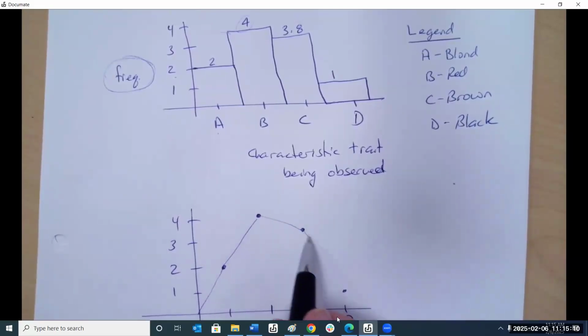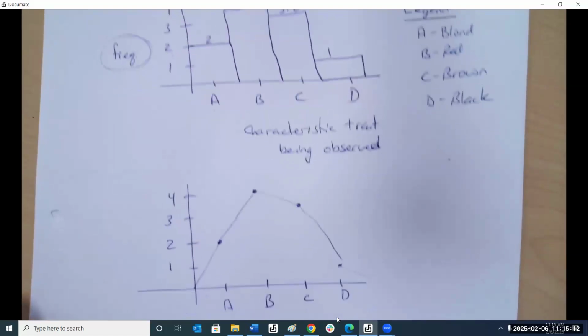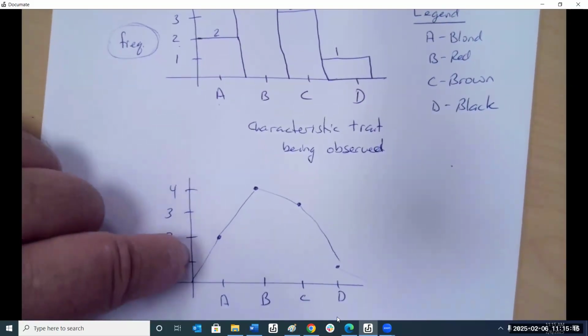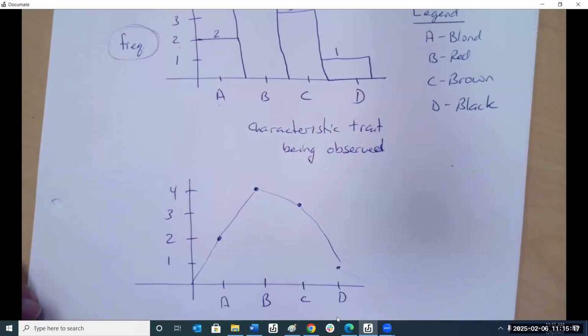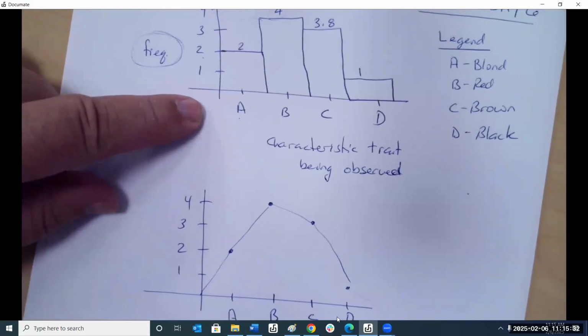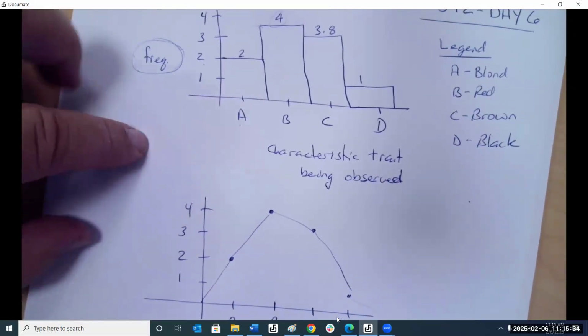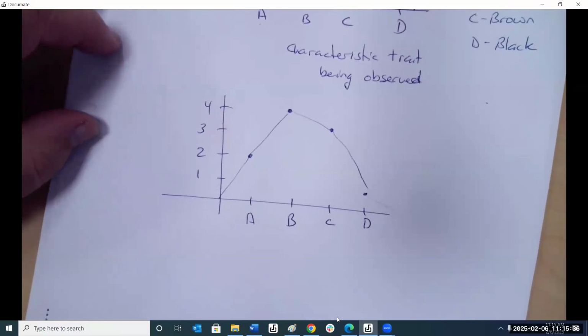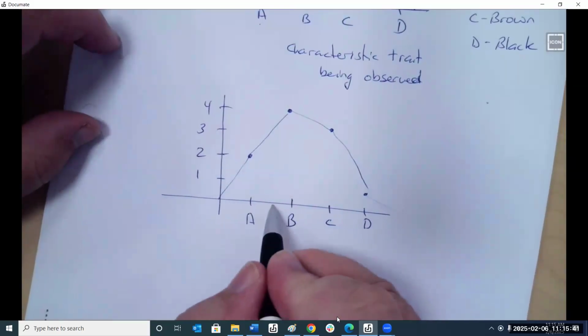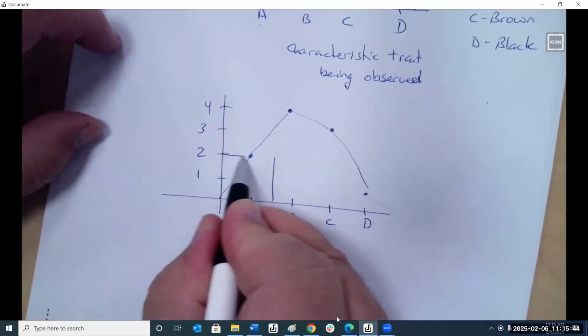This is a frequency distribution. How does that relate to the histogram? Well, look at it. In the histogram, how tall is A? In the frequency, where's A? How tall is A? Yeah, so since A and B have to share a wall, A just goes like this.